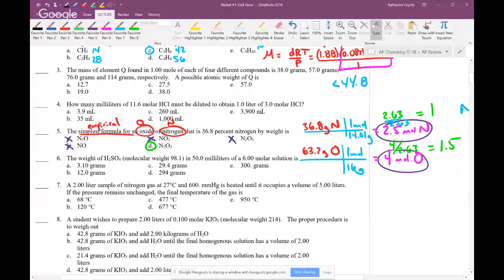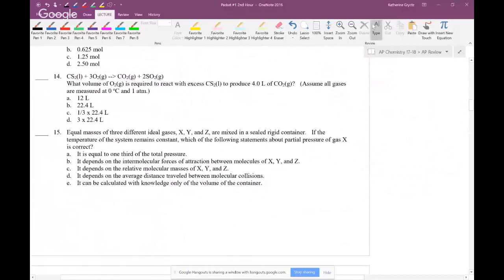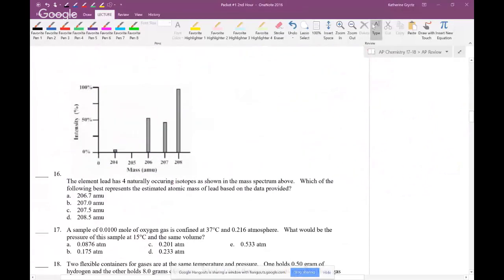On 16, how come it wouldn't be C? Yeah, I thought it was C too. Okay, so 16 was an actual question on an AP test, and I hated this question because I thought it was way unfair. You should be able to tell it's not A or D. Cross those out. But I thought the difference between 207 and 207.5 was way too mean. You got C and the answer is B? Correct. Yeah, it's B.